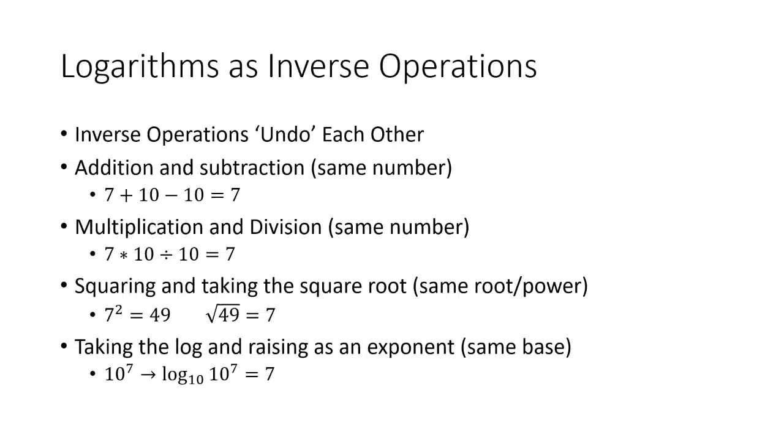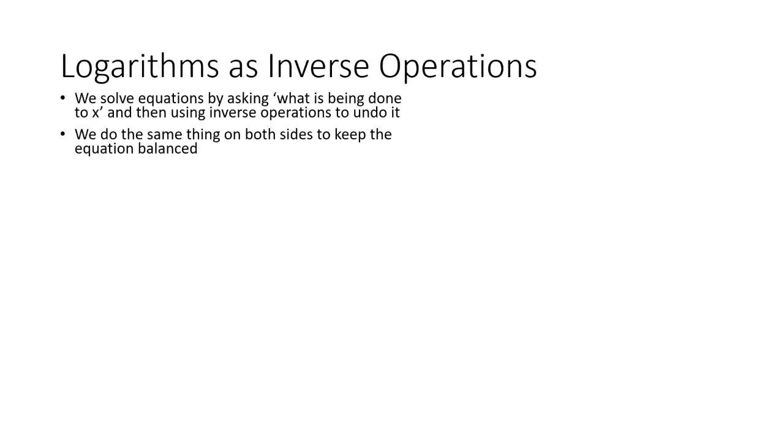Logs and raising a number as an exponent, as long as we're using the same base, are inverses of each other. They undo each other. So for example, if I take the number 7 and I make it the exponent of base 10, I can then take the log base 10 and I've now undone what I first did and I'm right back to the number 7.